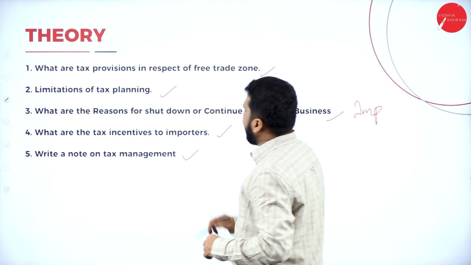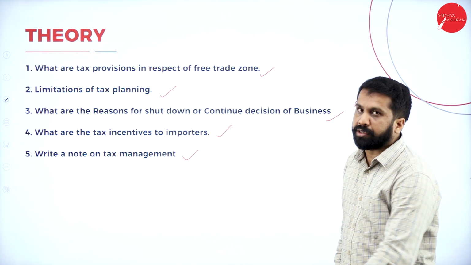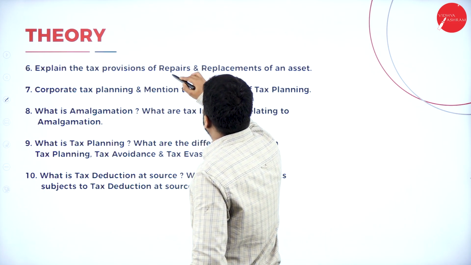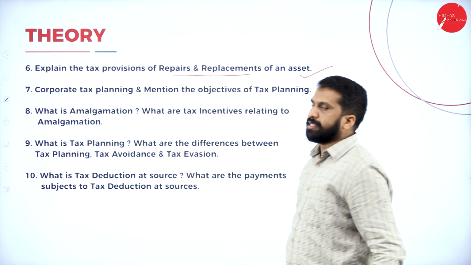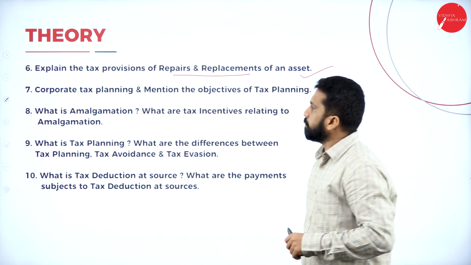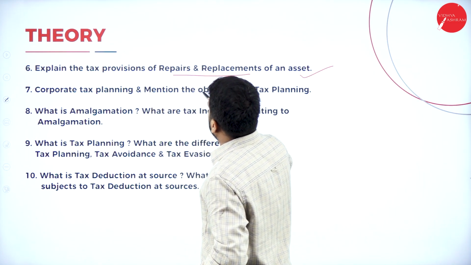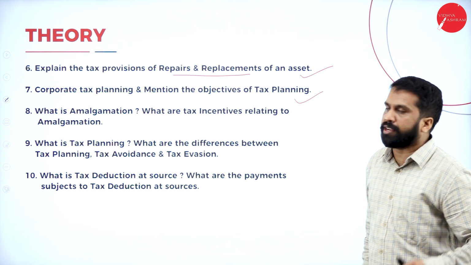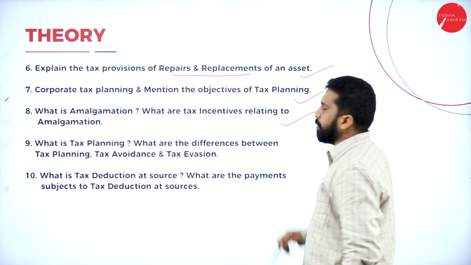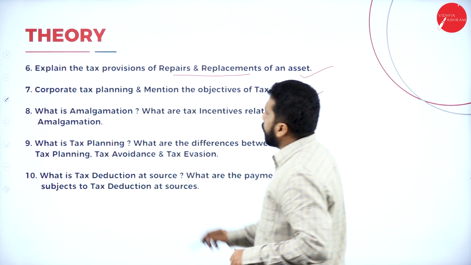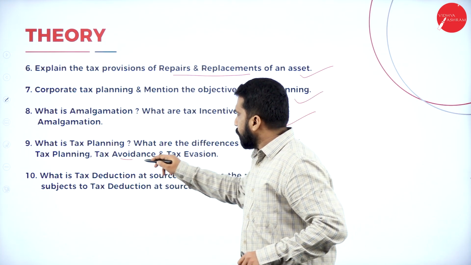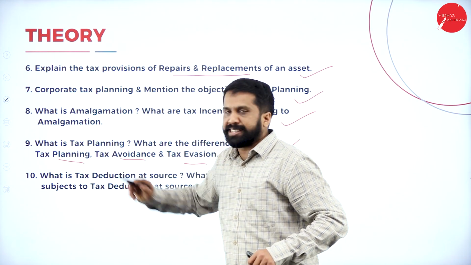Write a note on tax management. It is there in your unit number 1. Explain the tax provisions of repair and replace of an asset. It is also there in your notes, your unit number 4. Corporate tax planning, mention the objectives of tax planning, unit number 1. What is amalgamation? Your unit number 6. What is tax planning? Unit number 1. In this, tax avoidance, tax evasion, tax planning.